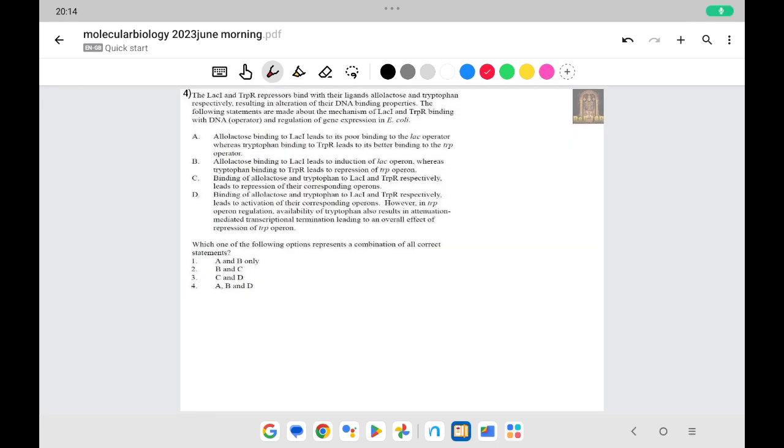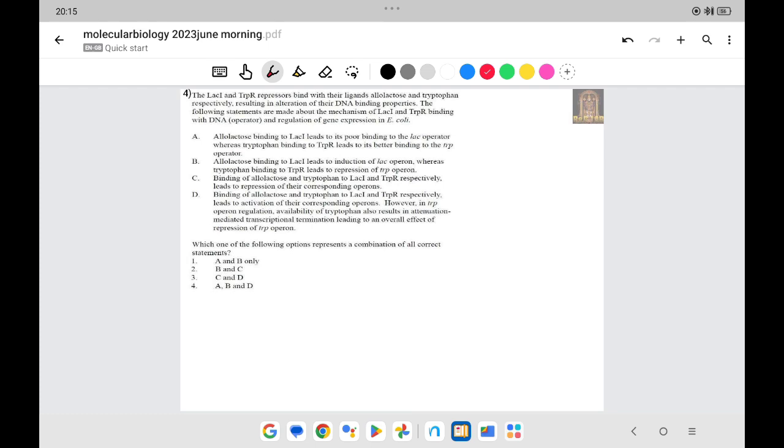So this question is about two operons. One is the lac operon and another one is the trp operon. The lac operon is catabolic in nature. That means when the ligand is present, it will produce the outcomes, the proteins, present in the mRNA. But in the case of the trp operon, it is an anabolic type of operating system. So in that case, if the ligand is present inside the cell, then it will reduce the expression.